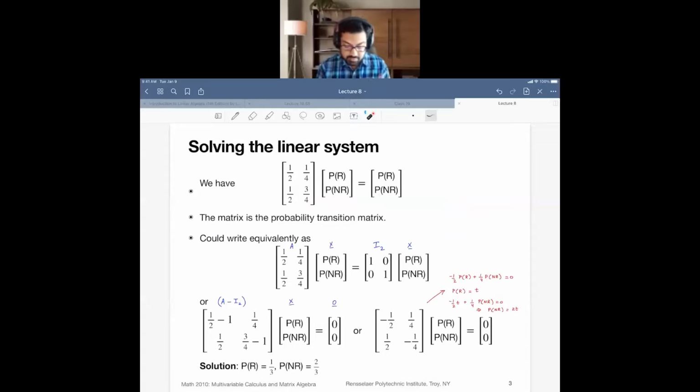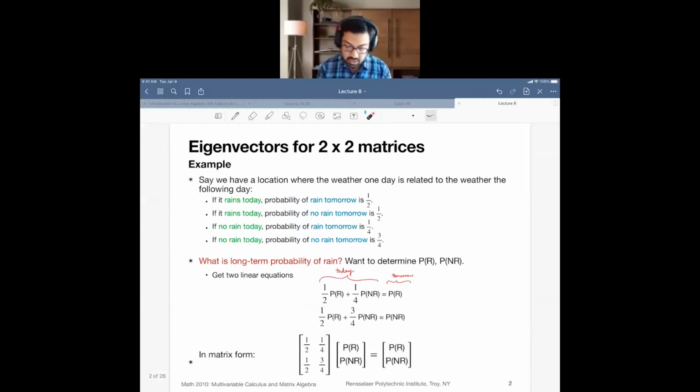So you've got this problem and you have translated that into a homogeneous set of equations and then tried to solve it. So I've got an X that satisfies these linear equations, which were obtained from those four statements.